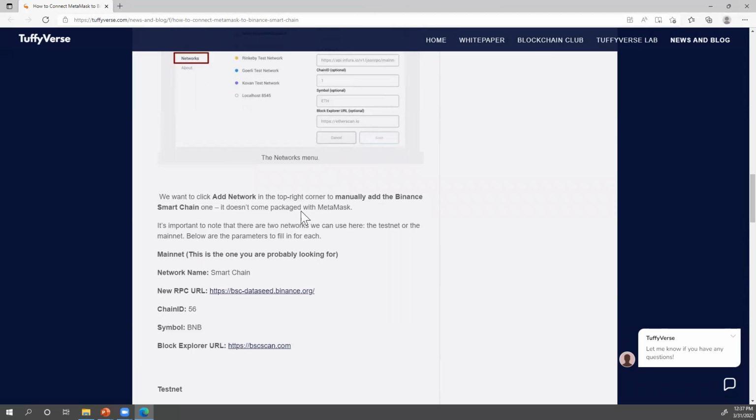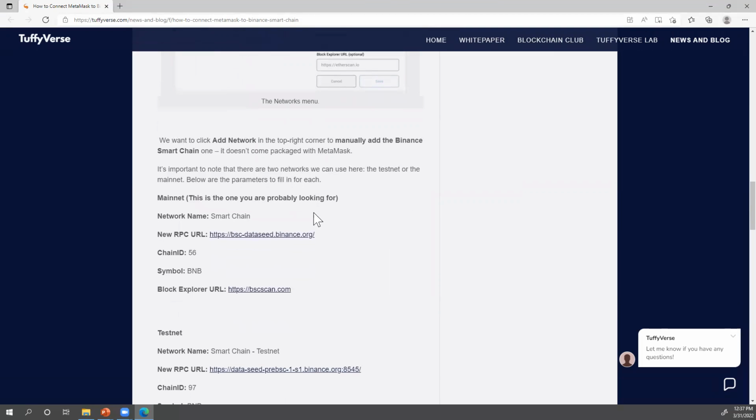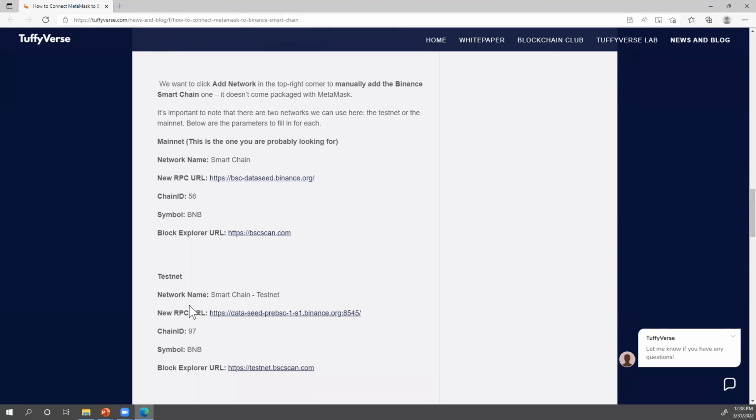Then we can manually add a network into the MetaMask wallet. So BSC also has mainnet, and also has just one testnet. So it's not like Ethereum. Ethereum has several testnets, while BSC only has one testnet.